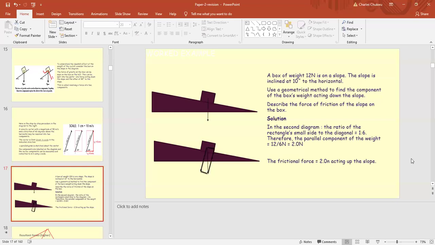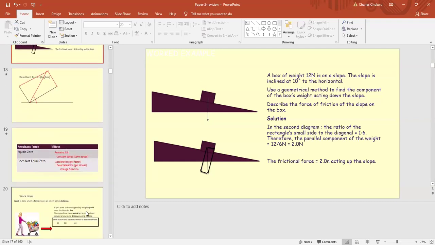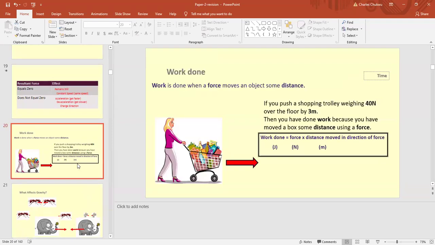So this is an example, a slope that's inclined at 10 degrees to the horizontal, and it says you could use a geometrical method, or I'm not sure now, a mathematical method. So this one does not involve a calculation. Let me see if we have one that involves a calculation. Okay, no, I think there's no one that involves a calculation.